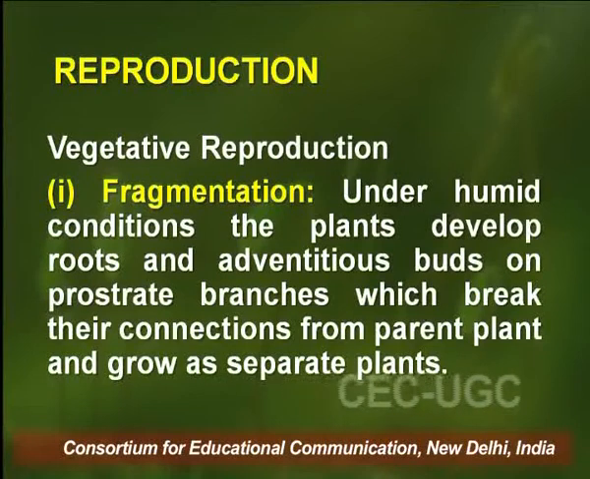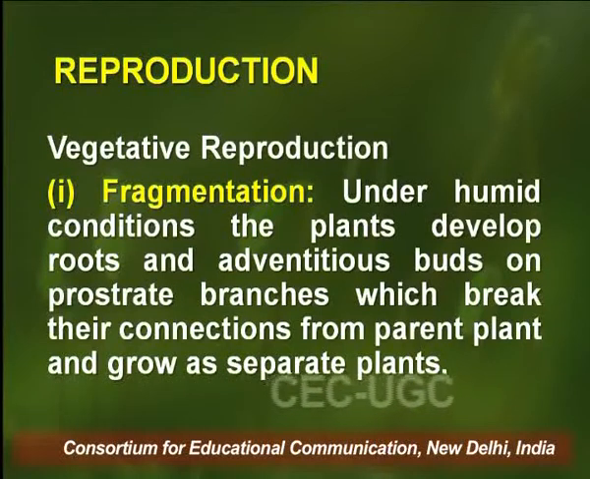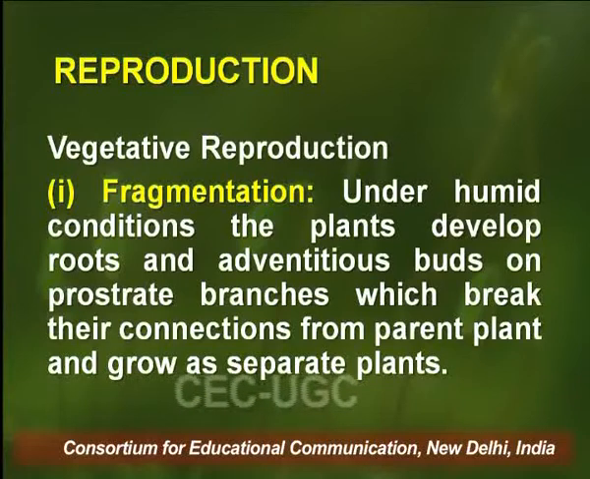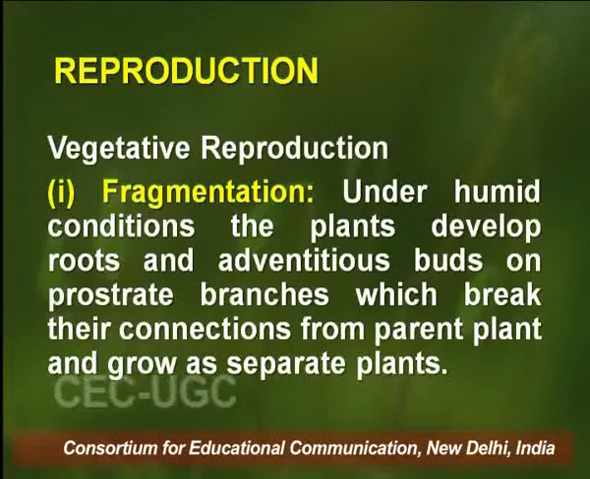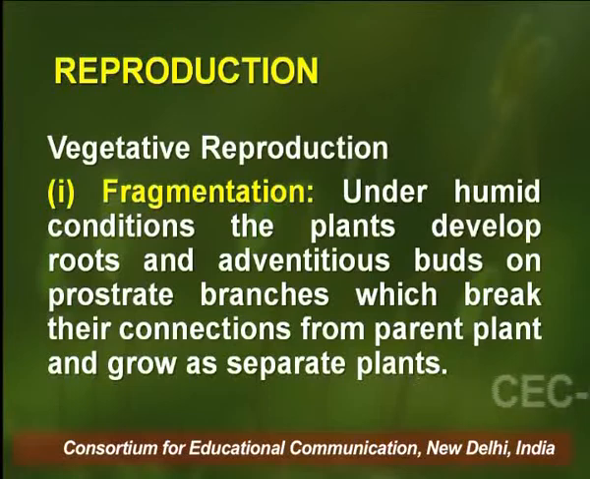As far as reproduction in Selaginella is concerned, it can take place in two various methods. The one is called vegetative reproduction. Vegetative reproduction takes place in Selaginella by three most common methods. One is called fragmentation. What happens in fragmentation is, under humid conditions, the plants develop roots and adventitious buds on prostrate branches. These prostrate branches break their connections from the parent plant and grow as separate plants.